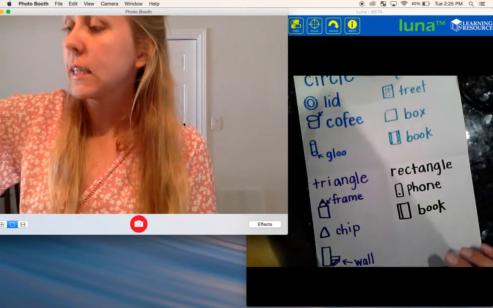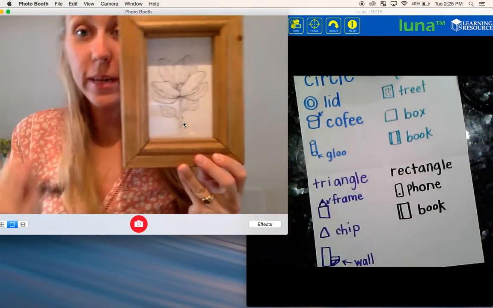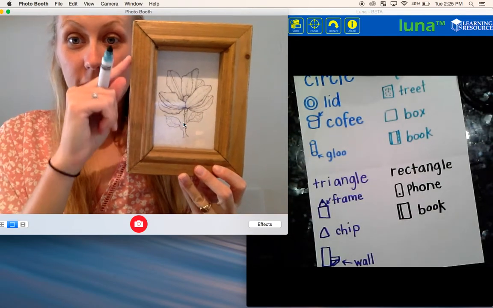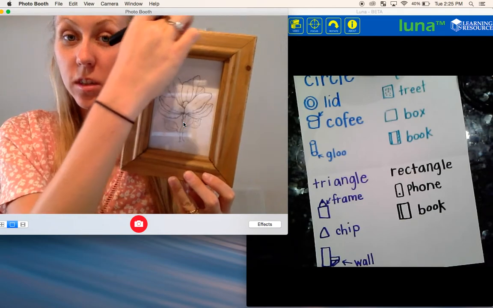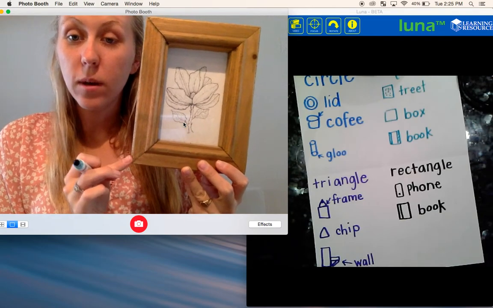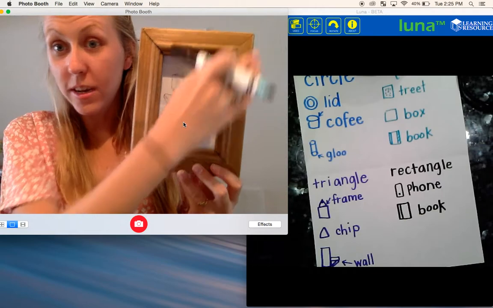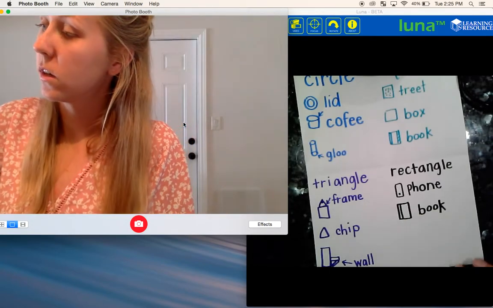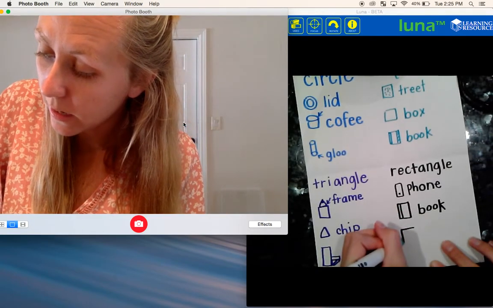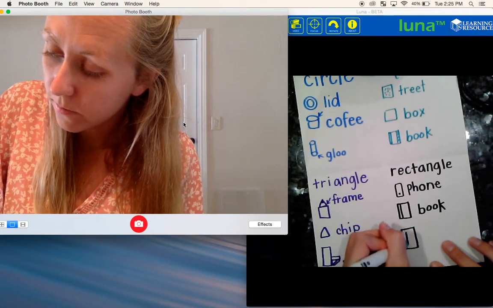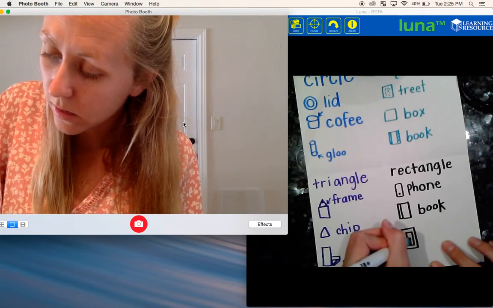And then last, I found a picture frame. These 2 sides are long, these 2 sides are a little shorter, and then we have 1, 2, 3, 4 vertices. So I'm going to draw a nice little picture frame. It had my flower in it.